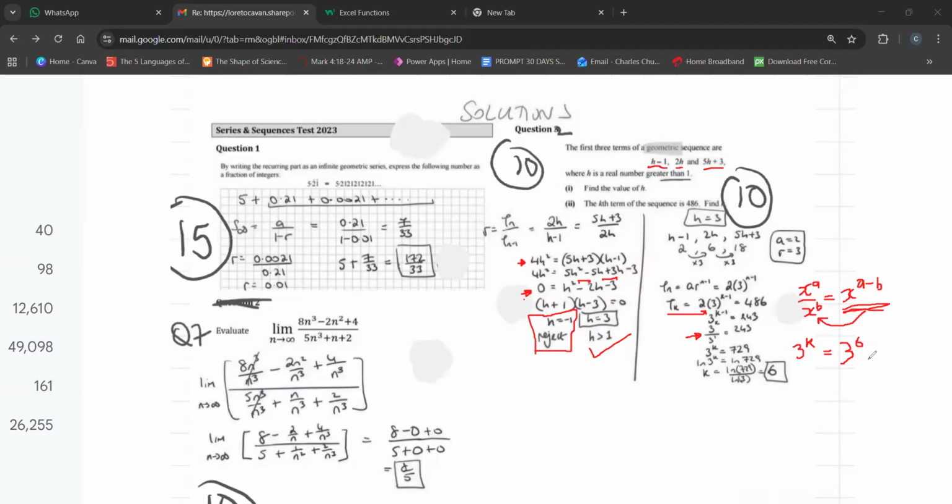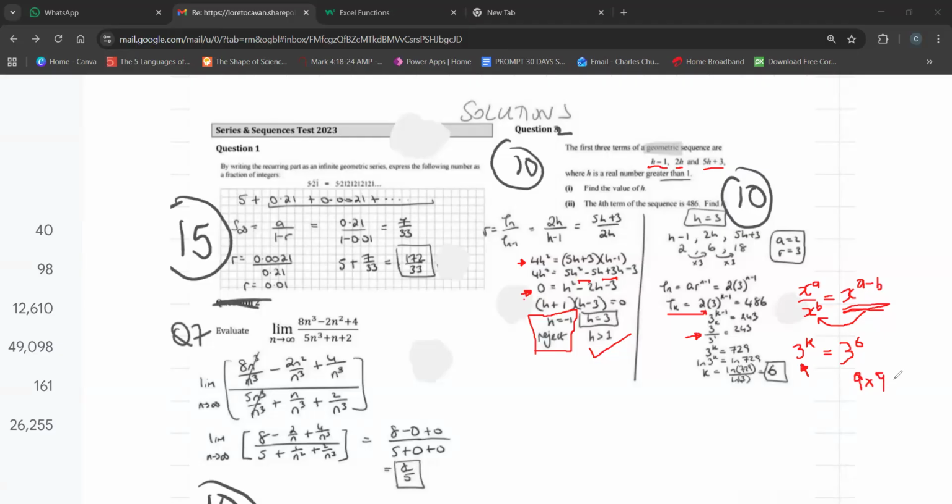Now you might be thinking, how did I know it is 3 raised to the power of 6? Number one, I'm looking at this base. Let's pretend I don't even know that 729 is 3 raised to the power of 6. All I'll do is a mental calculation. 3 raised to the power of 2 is 9, isn't it? If you do 9 times 9, that is 81.